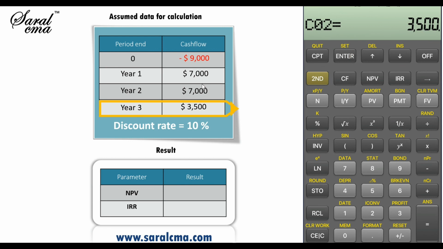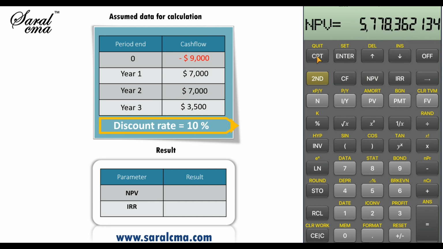To calculate NPV, press the NPV key. Here, the calculator is asking for the discount rate. The discount rate is 10%. Let us input that and save it into the calculator. After inputting the discount rate, press the down arrow key to move to NPV computation. Now, press the compute key located on the left hand top corner of the calculator to know the NPV.